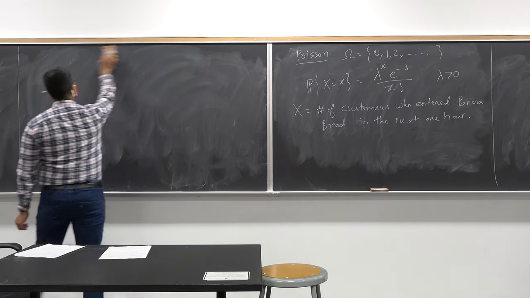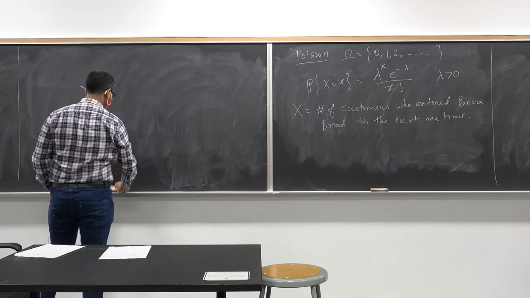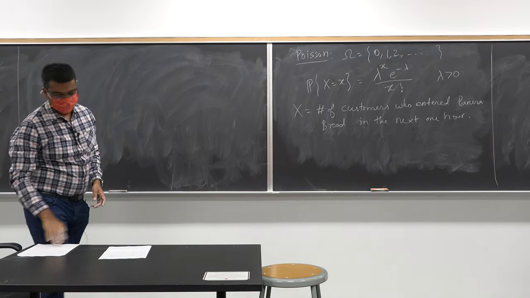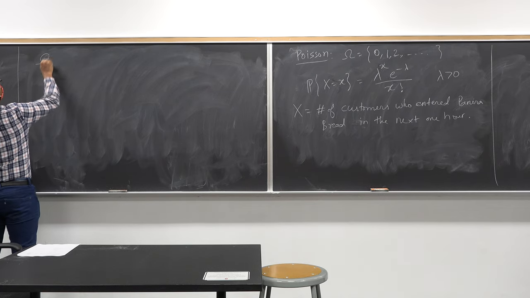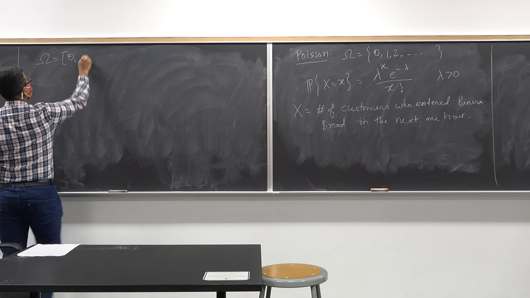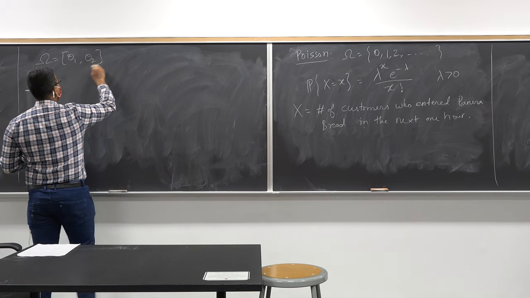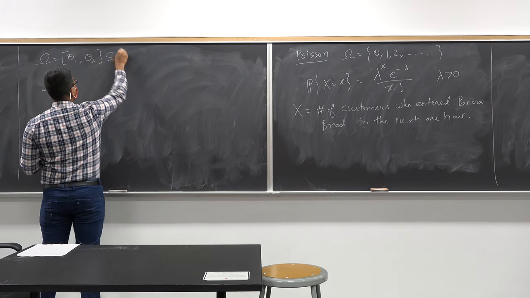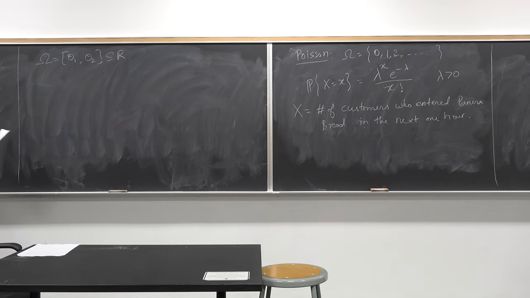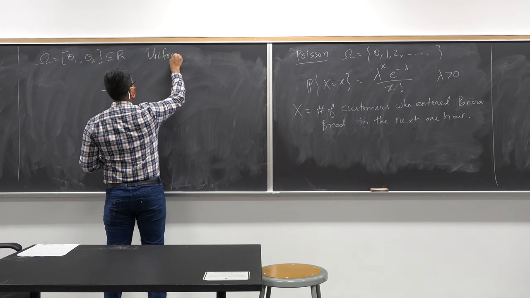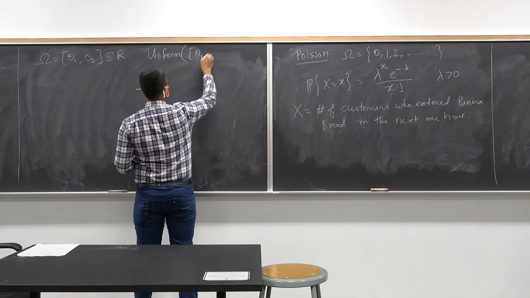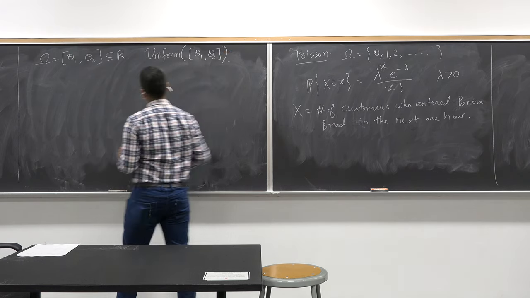Now we'll move on to continuous distributions. And among continuous distributions, we have uniform. So omega is theta 1 to theta 2. So it's a subset of R. It's a closed interval of R. And we want to have uniform, theta 1 to theta 2.